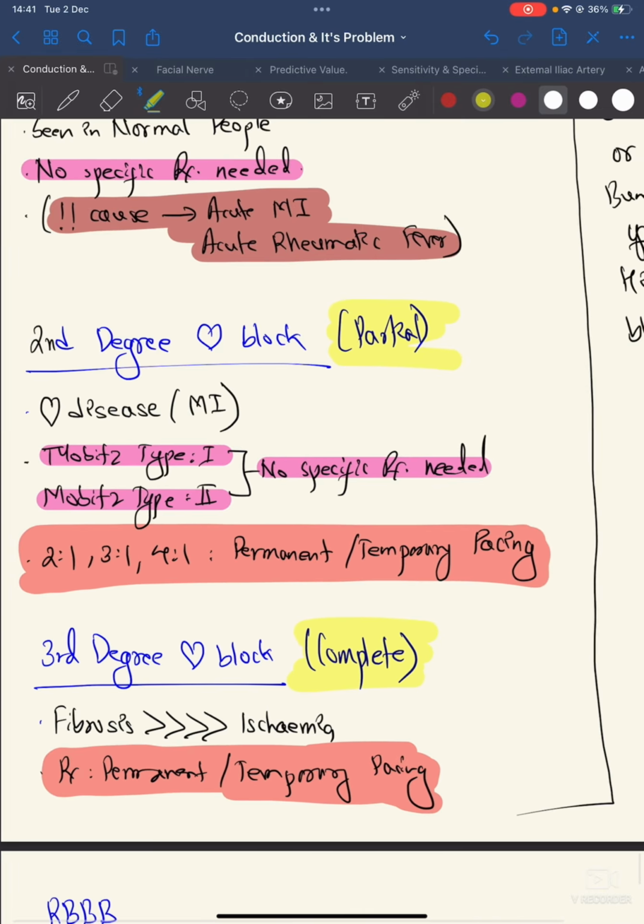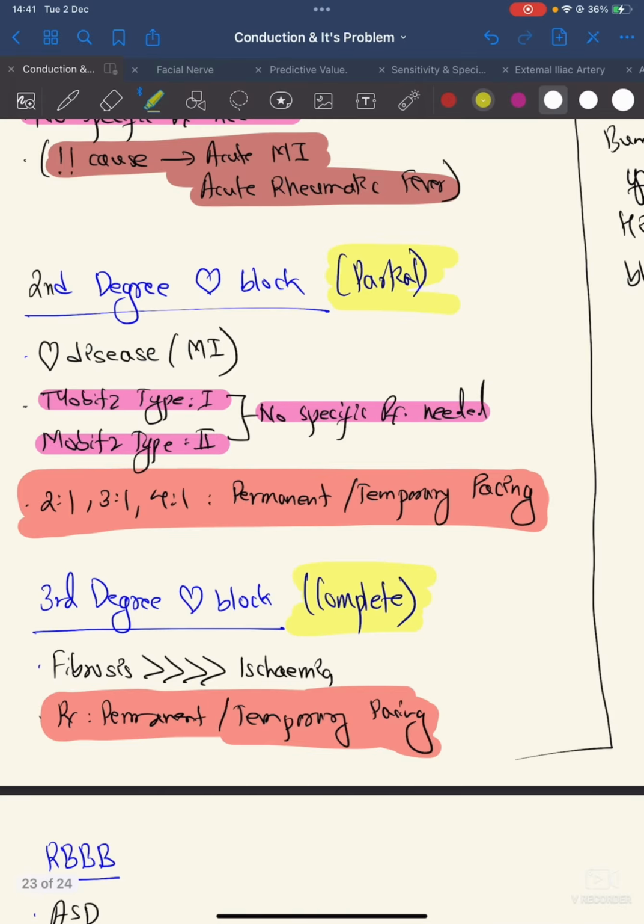And the second degree heart block represents heart disease, mostly myocardial infarction. In Mobitz type 1 and Mobitz type 2, no specific treatment is required, while in the third type of the second degree heart block, that is 2:1 or 3:1 or 4:1, permanent or temporary pacing may be required.